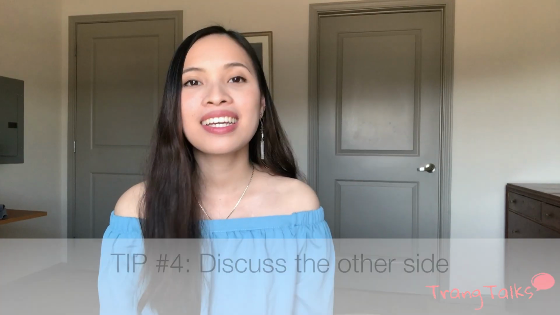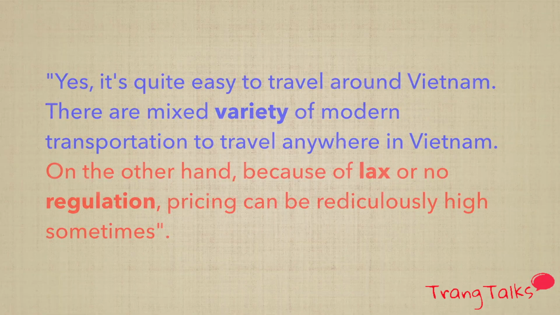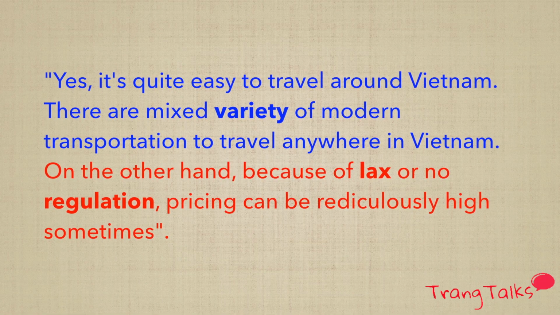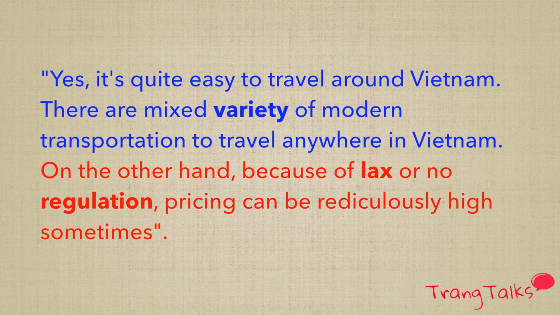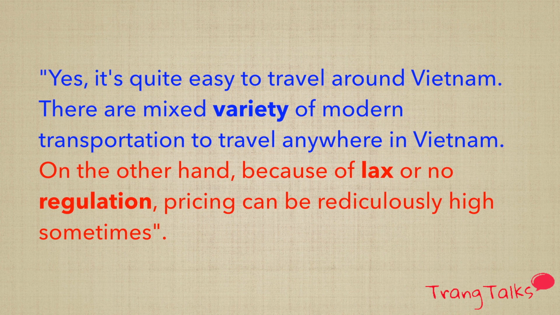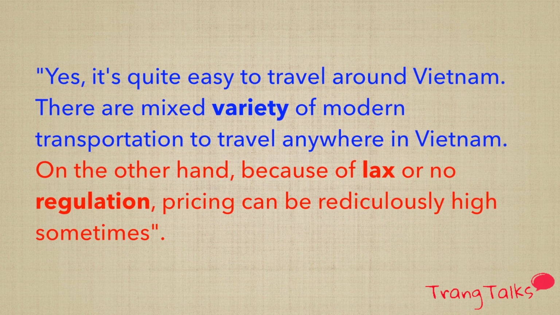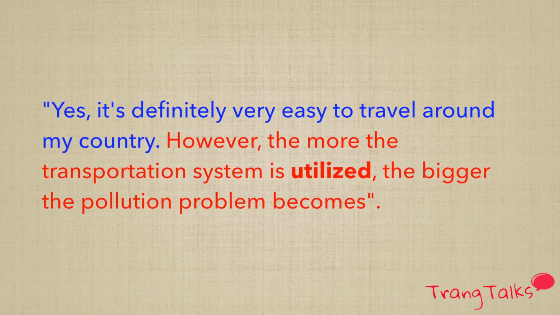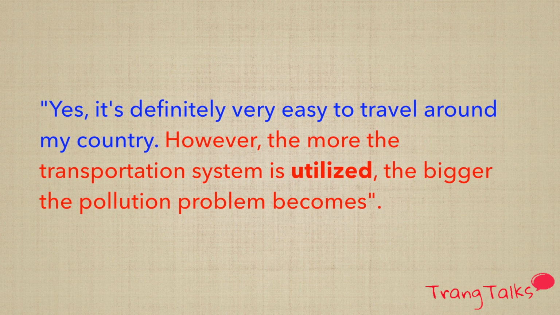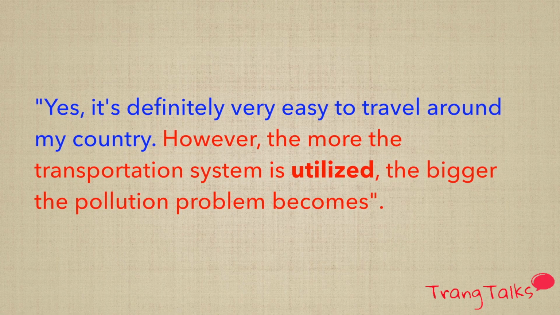Tip number 4, discuss the other side of the argument. For example, yes, it's quite easy to travel around Vietnam. There are a mixed variety of modern transportation to travel anywhere in Vietnam. On the other hand, because of lax or no regulation, pricing can be ridiculously high sometimes. Or, yes, it's definitely very easy to travel around my country. However, the more the transportation system is utilized, the bigger the pollution problem becomes.